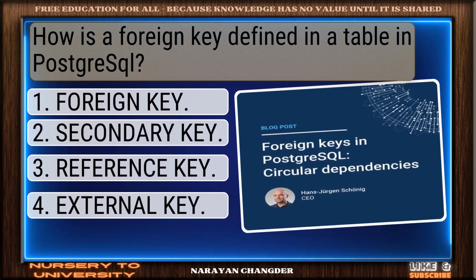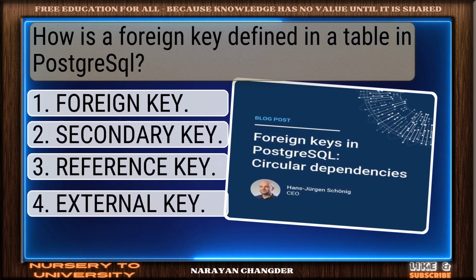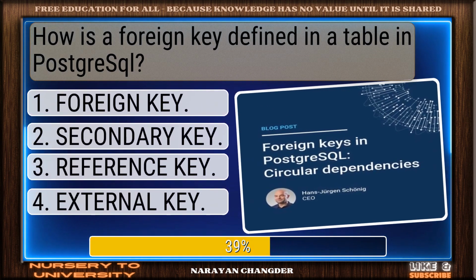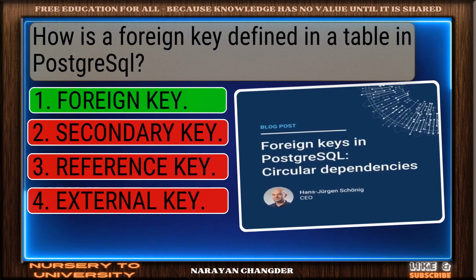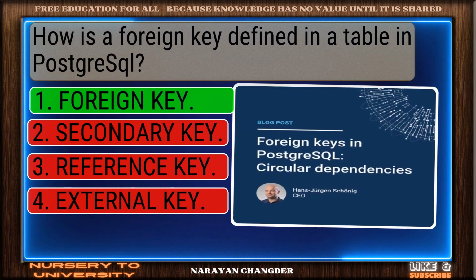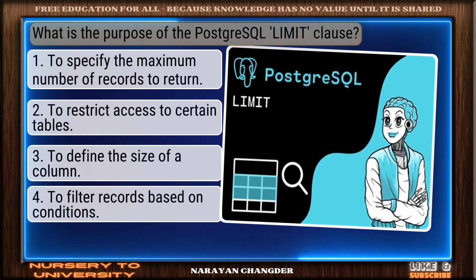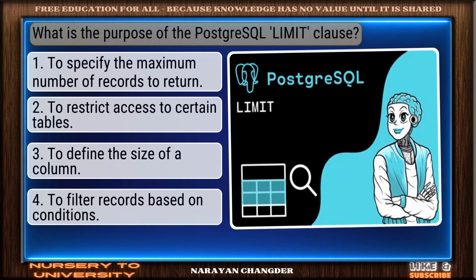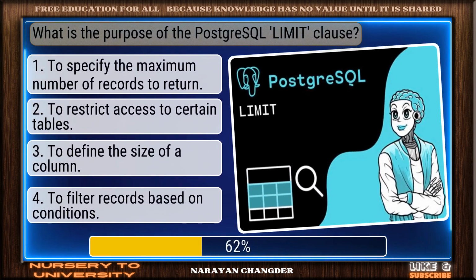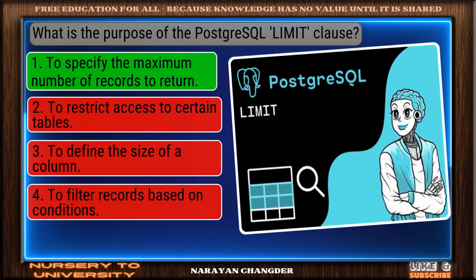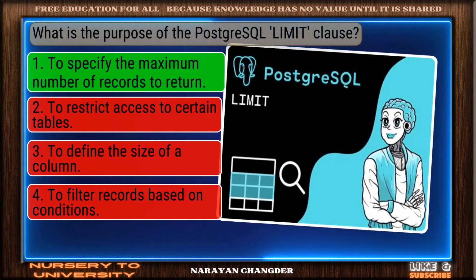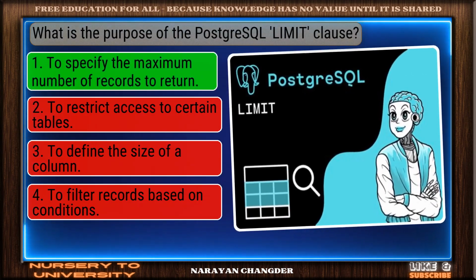Question number 59. How is a foreign key defined in a table in PostgreSQL? Sharp thinking. Foreign key is the right choice. Question number 60. What is the purpose of the PostgreSQL limit clause? Correct. To specify the maximum number of records to return is the right answer.